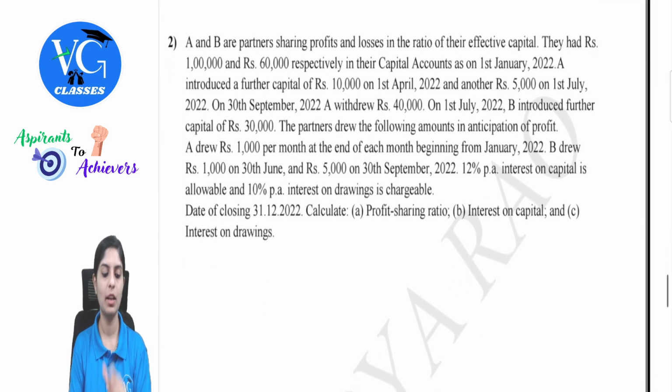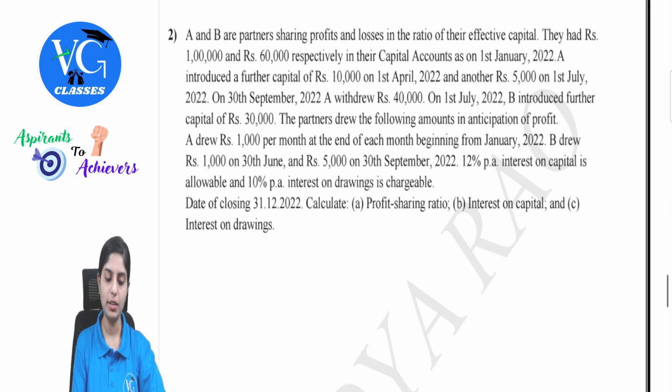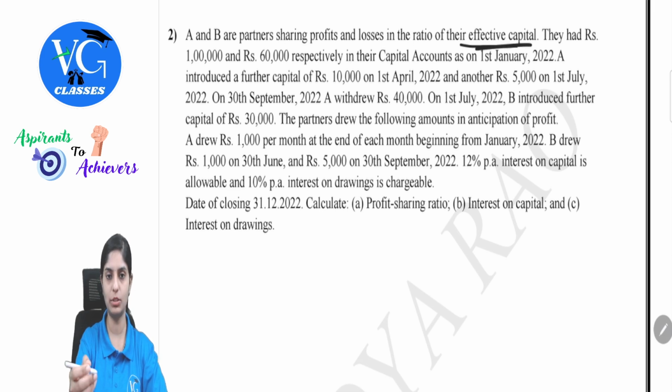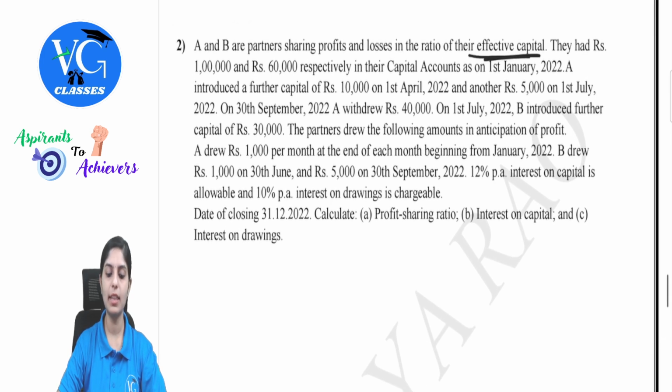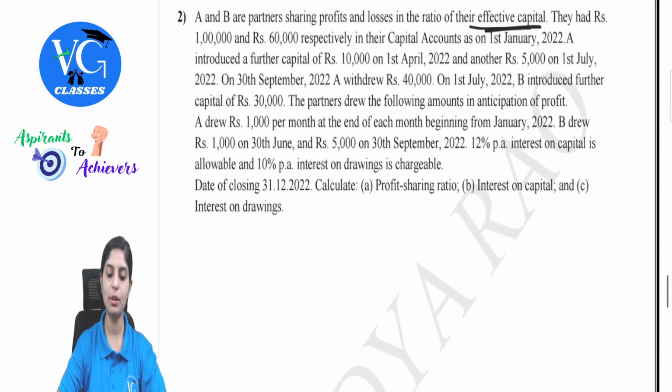Next question. A and B are partners sharing profits and losses in the ratio of their effective capital, just like what we saw now. They had 1 lakh and 60,000 respectively in their capital accounts as on 1st of Jan. They are giving us the opening balance. A introduced a further capital of 10,000 on 1st April 2022 and another 5,000 on 1st July 2022. On 30th September 2022, A withdrew 40,000.